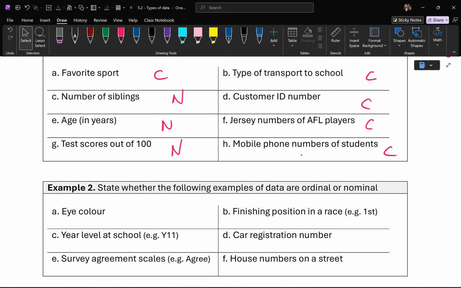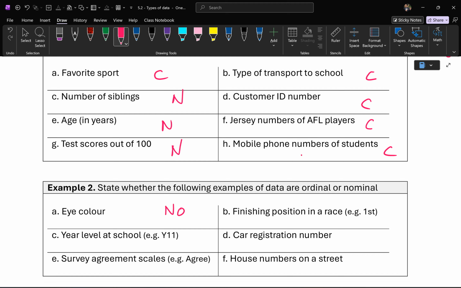All right, so we all know it's categorical. Let's go eye color. Is it ordinal or nominal? Remember, ordinal means order. Nominal is a name only. So eye color is nominal. It's just a label. N for not. I'm going to do NO so you don't confuse it with numerical up there. So NO for nominal.